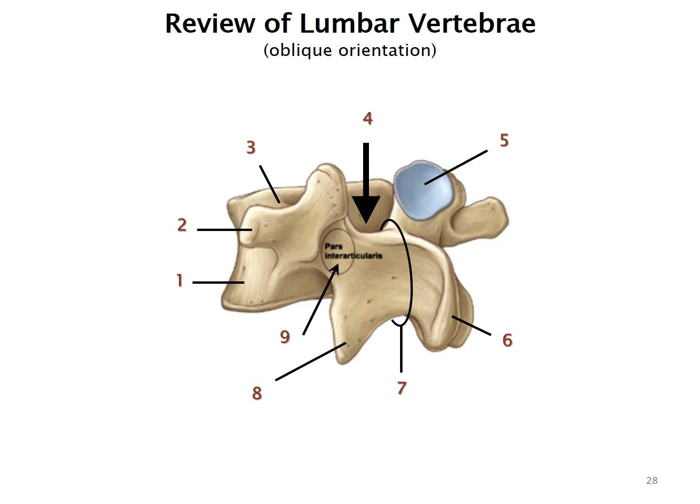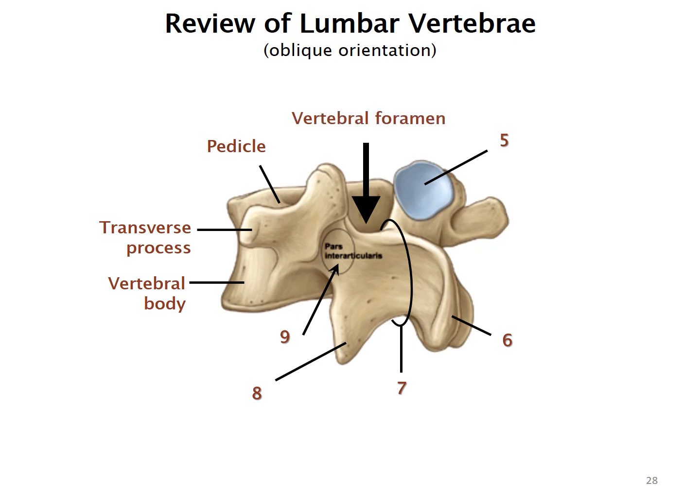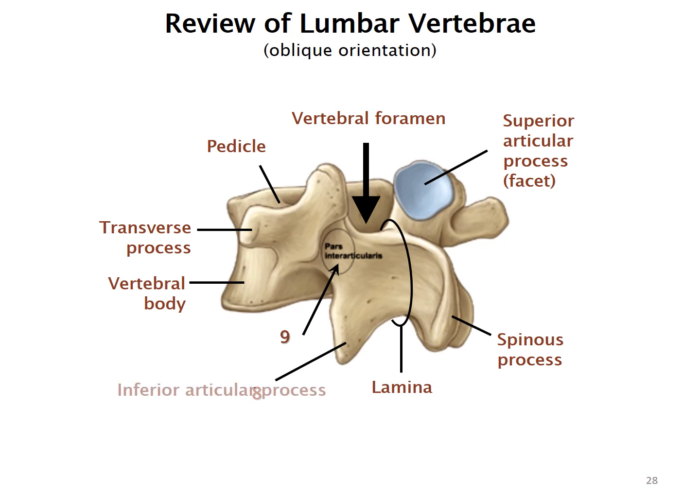Let's briefly review the components of a typical lumbar vertebra. Number 1 would represent the vertebral body. Number 2 is an example of the transverse process. Number 3 would be the pedicle. Number 4, with the large arrows, is pointing to the vertebral foramen. Number 5 indicates the superior articular process with its facet on it. And number 6 represents the spinous process, which is hatchet-shaped in the lumbar vertebrae. Number 7 indicates the lamina. Number 8 would indicate the inferior articular process. And last but not least, number 9 represents the pars interarticularis.